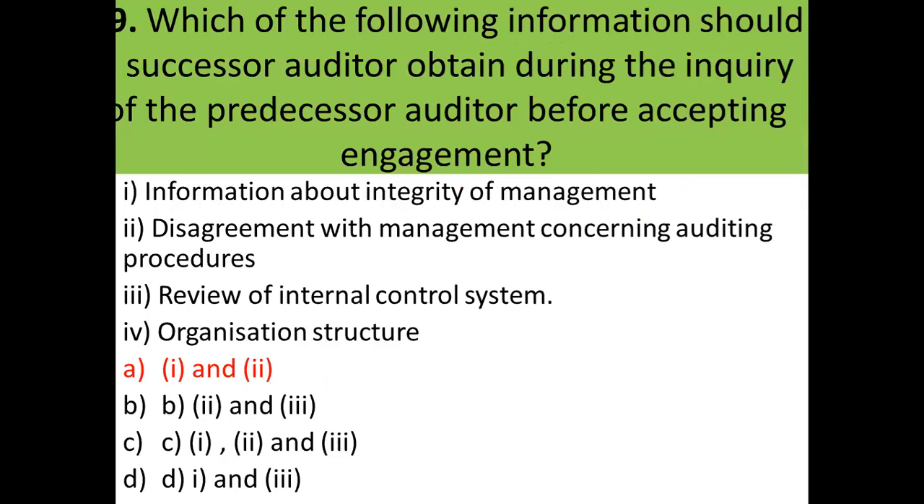Which of the following information should successor auditors obtain during the inquiry of the predecessor auditors before accepting the engagement? First, information about integrity of the management. Second, disagreement with management concerning auditing procedures. Third, review of internal control systems. Fourth, organization structure. The right answer is 1 and 2: information about integrity of the management and disagreement with management concerning auditing procedures. Those should be obtained.